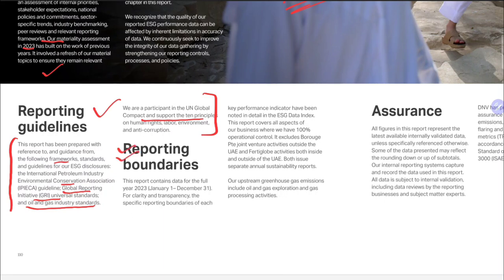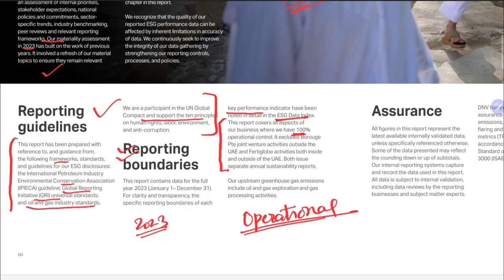Then a very important subject, reporting boundaries. As I said, this is the report of 2023. So data has been collected from January 1 to 31st December. For clarity and transparency, the specific reporting boundaries of each key performance indicator have been noted in the ESG data index. So this report covers all aspects of our business where we have 100% operational control, operational boundaries. It is well defined. Then it excludes this. It also has to be written what the report is not covering. Both issues separate annual sustainability report. So this is the information given by the company.